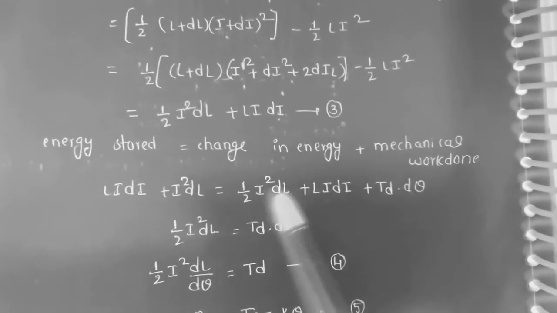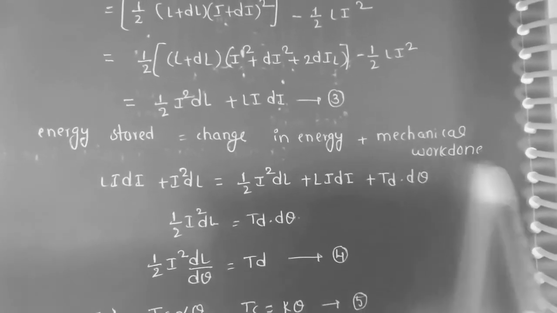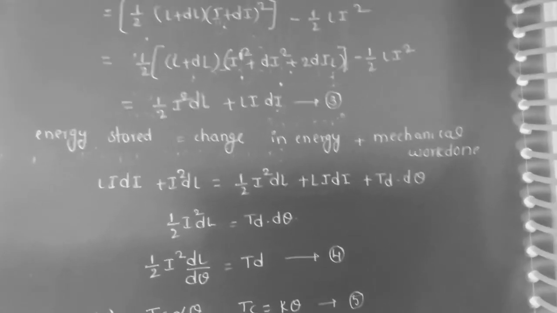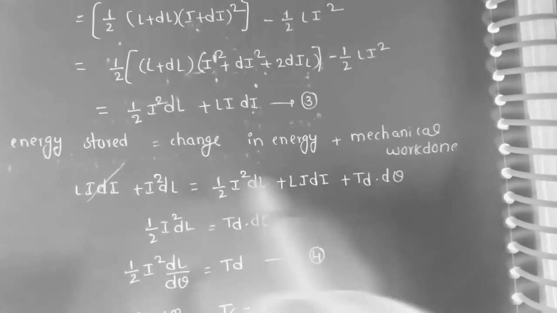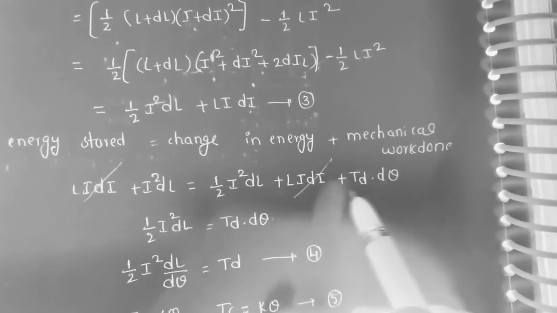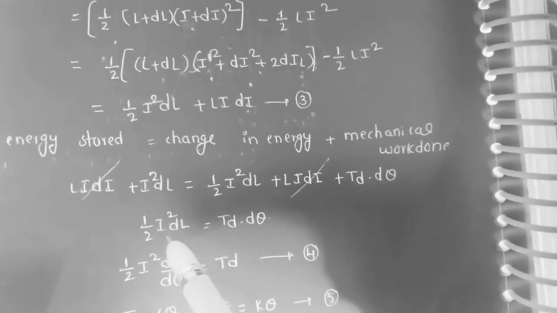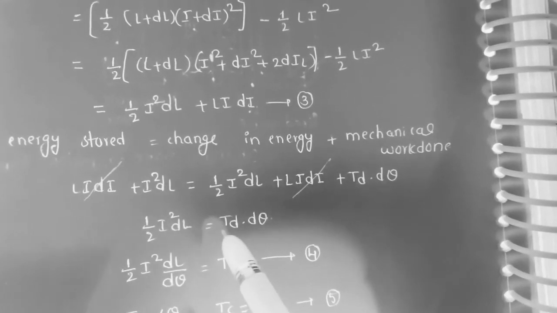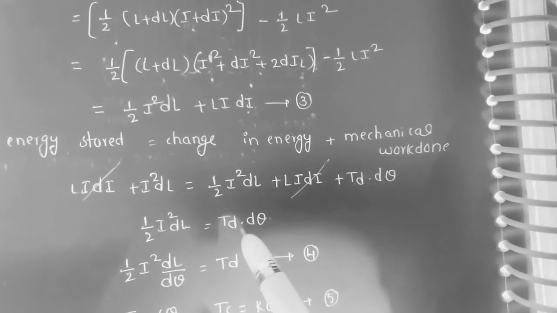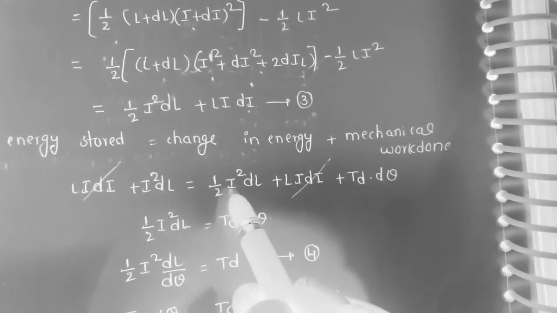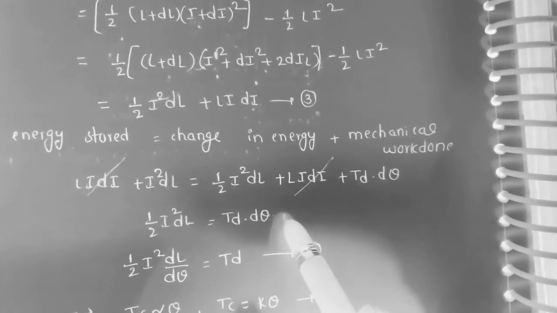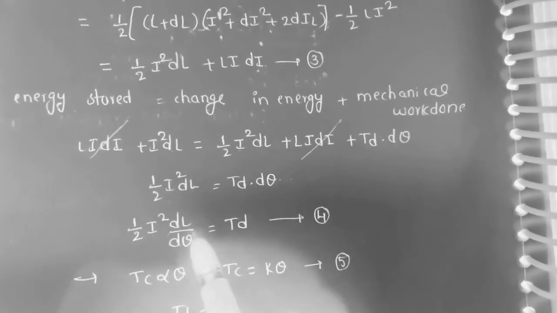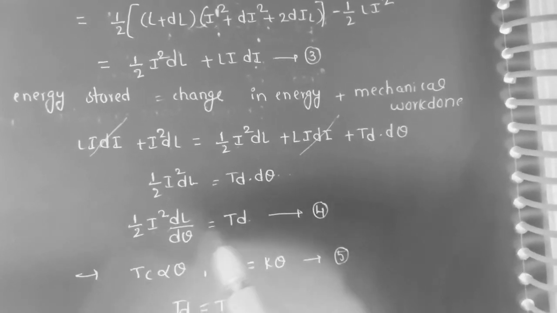From that, some terms get cancelled. L I dI gets cancelled. From that, I square dL minus half I square dL gives half I square dL equal to Td into d theta. From that, half I square dL by d theta equals Td.